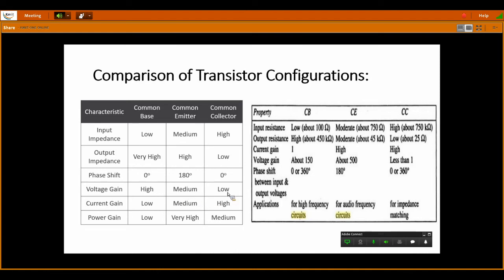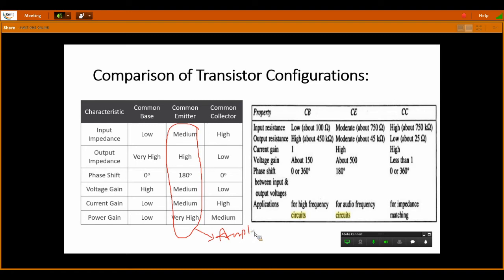So next, voltage gain of common base is high and the common emitter is medium, whereas common collector is approximately equal to 1, or it is low. Current gain of common base is low, common emitter is medium, common collector is high. Power gain of common base is low, common collector is very high, and common emitter is medium. So on an average, the characteristics are moderate in the common emitter configuration, hence it is the general amplifier.